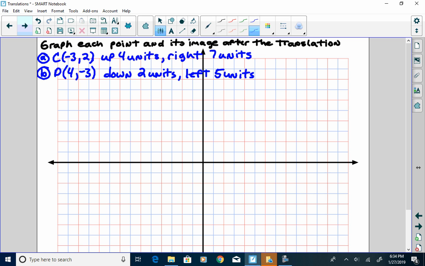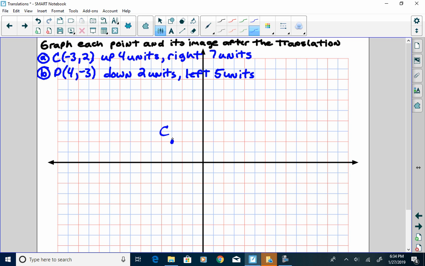Right, let's take a look at our next example. We want to be able to graph each point and its image after a translation. Our first example, we want to start with point C as our pre-image. So we start at the origin, and I count left 3, 1, 2, 3. I go up 2 because the y value is positive, 1, 2. I put a point, and we're going to call that C.